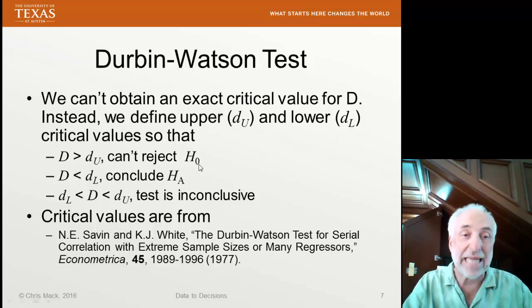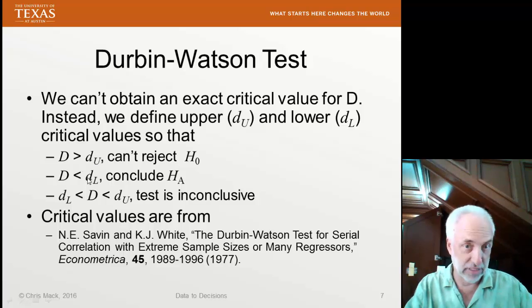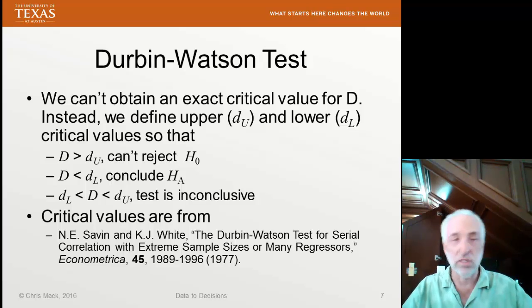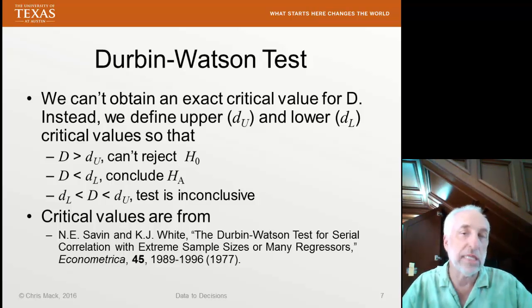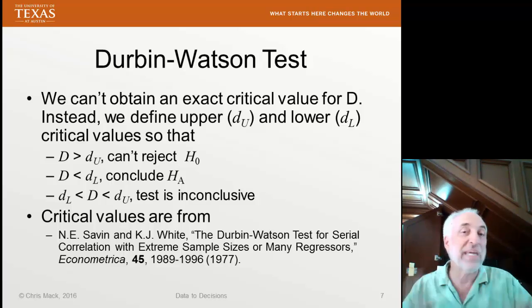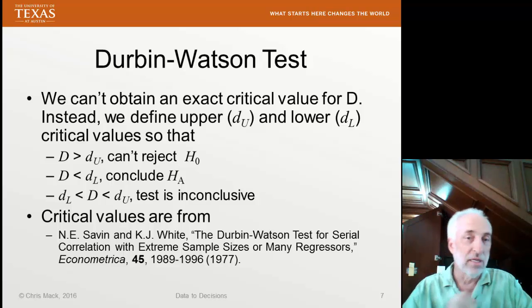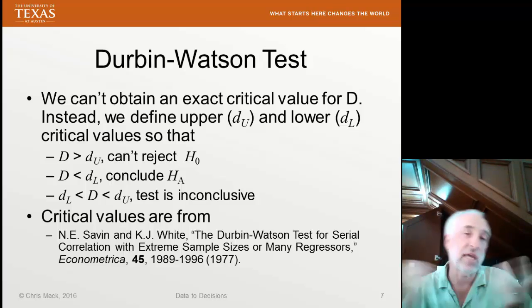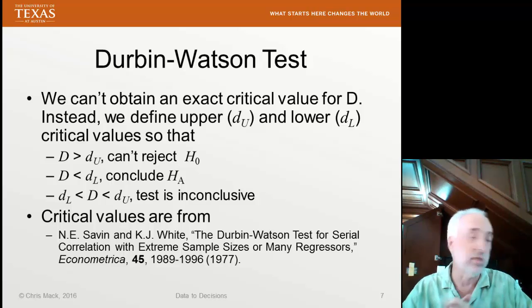However, if D is less than the lower limit, then we do reject the null hypothesis in favor of the alternate hypothesis. And unfortunately, sometimes D turns out to be between the upper and lower limits, in which case the test is inconclusive. It's not quite the same as saying we can't reject the null hypothesis. It's obviously not the same as saying we do reject the null hypothesis. It's just saying, I'm sorry, this test is not conclusive.